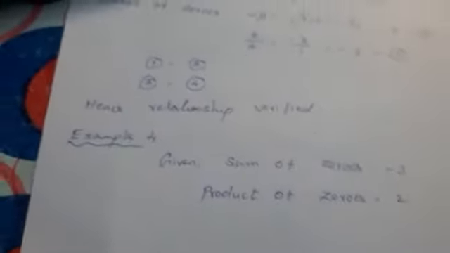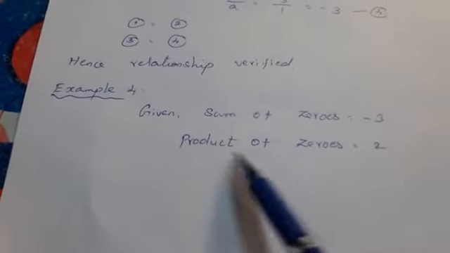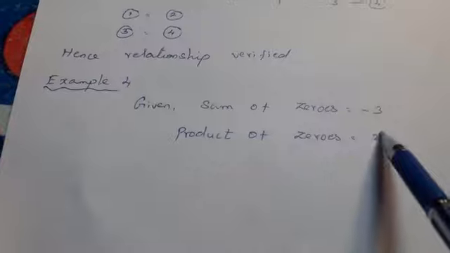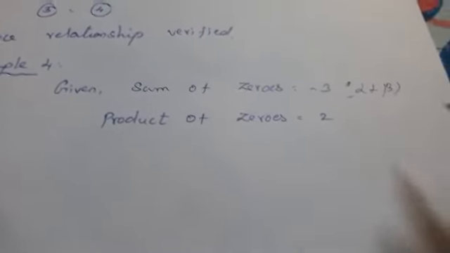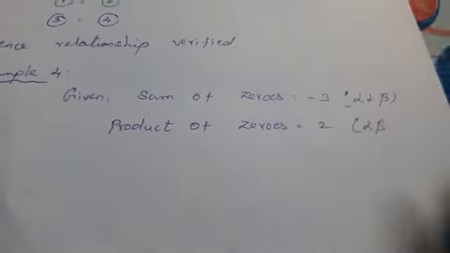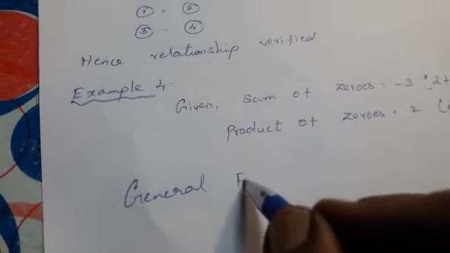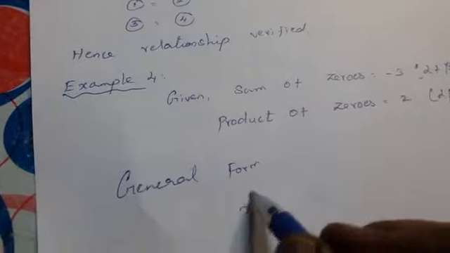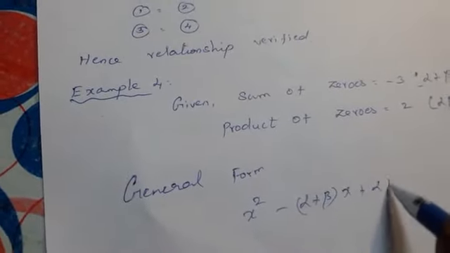So in the previous two examples, we found the values of the zeros and used them to verify the relationship also. In the next example, we are going to frame a quadratic. They gave that the sum of zeros is minus 3 and the product of zeros is 2. So minus 3 refers to alpha plus beta and 2 refers to alpha beta. We know that the general form is x square minus alpha plus beta into x plus alpha beta.